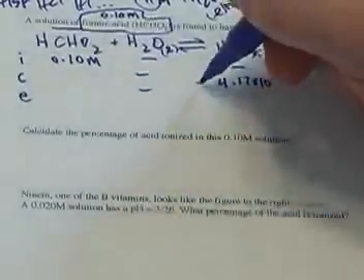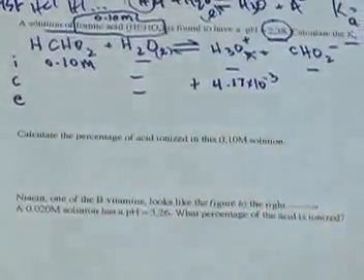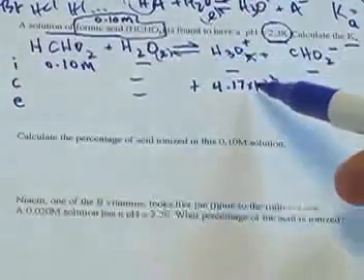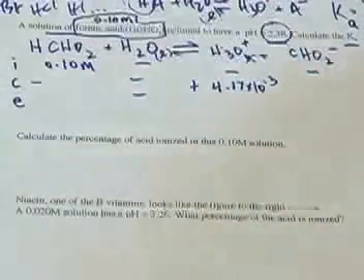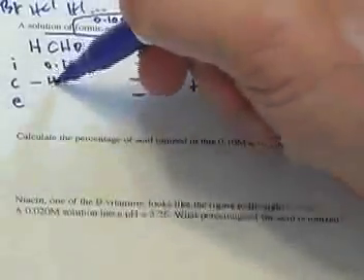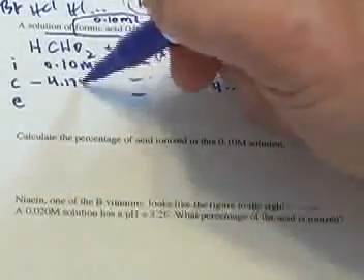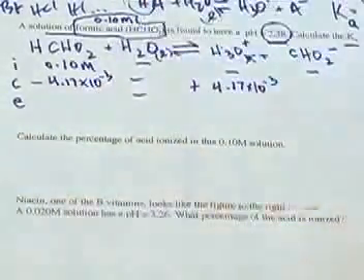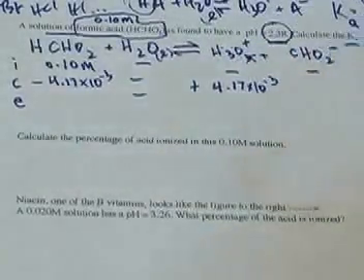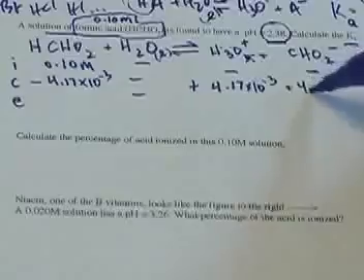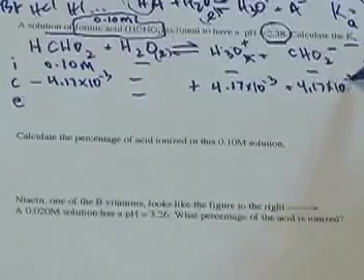And this is how much I'll gain of H3O+, or that will be my change on this side of the reaction. And since it's a 1-to-1 ratio here, this is how much HCHO2 I will lose, 4.17 times 10 to the negative third. Since it's a 1-to-1 ratio here of the H3O+ and the anion, I'll also gain 4.17 times 10 to the negative third here.